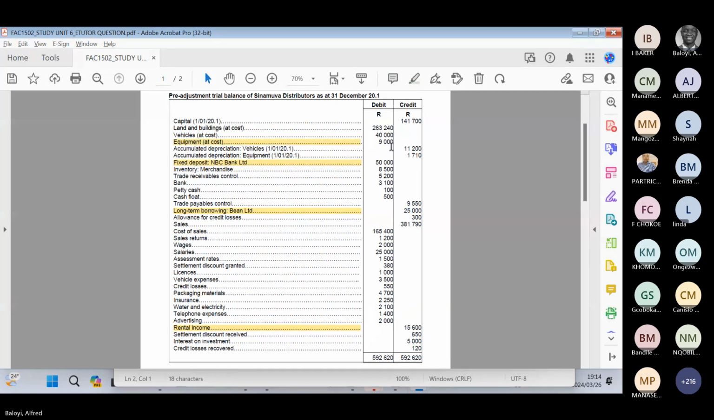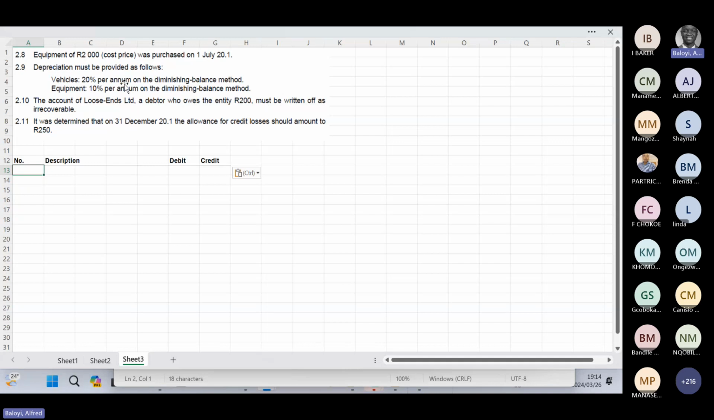a 2,000 amount, right? And then remember what I was telling you about the 12-month financial year. They are saying that there's equipment of 2,000 that was purchased in the middle of the year. So what is the implication of this? This may have an implication on calculating your depreciation.